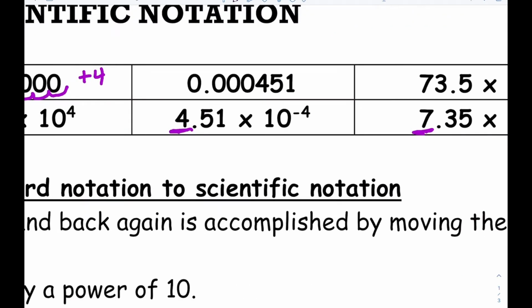In the next example, we have a rather small number, 0.00451. You'll notice that the decimal needs to be moved once again between the 4 and the 5. The first non-zero integer is where we stop. So 1, 2, 3, 4. That's 4 places to the right. And because we're moving right, we're going to have a negative exponent. So that's where the negative 4 comes from.